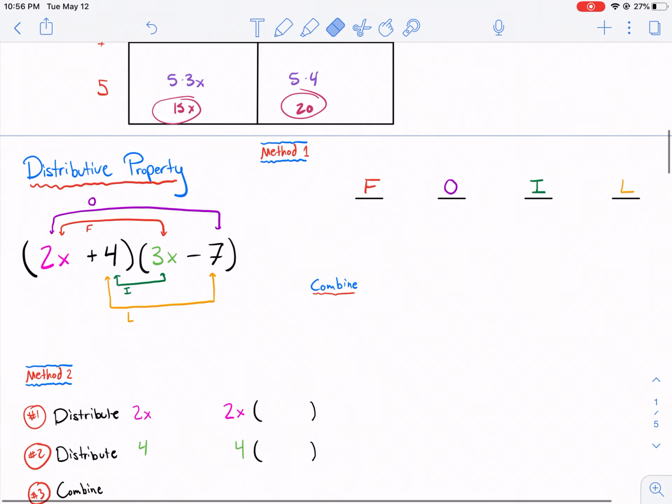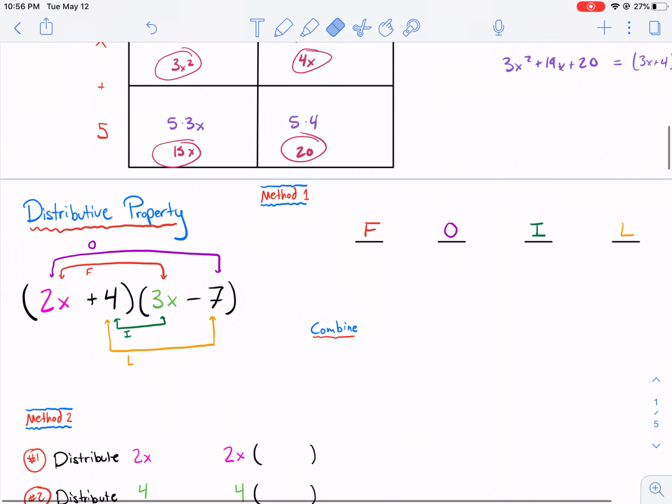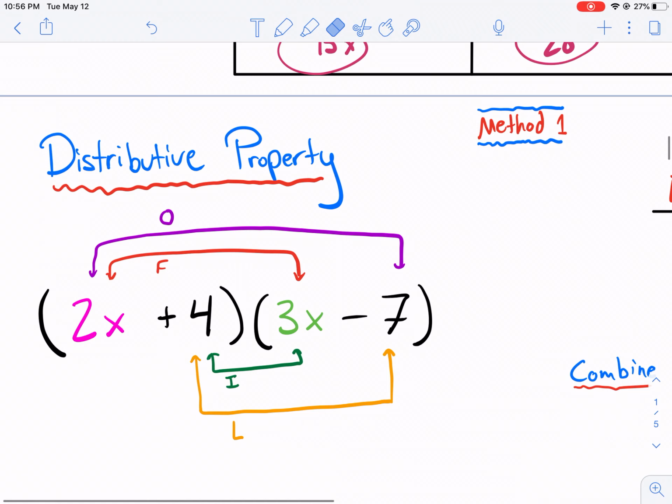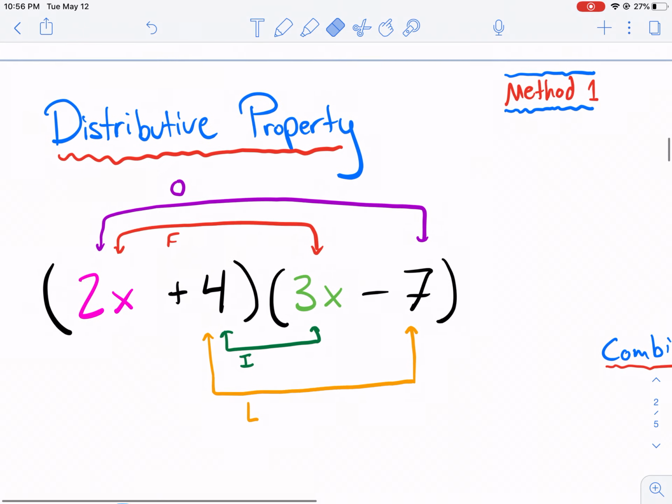The first method you've probably heard before. It's called the FOIL method. This is essentially the distributive property. Now, what you're doing here is you're making sure that each term gets multiplied by all the other terms.